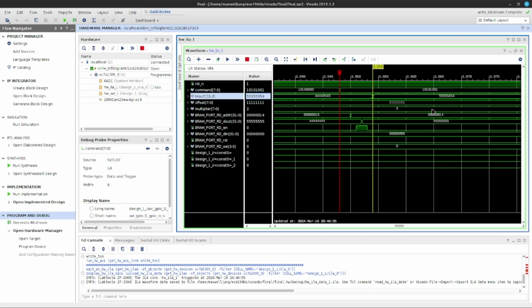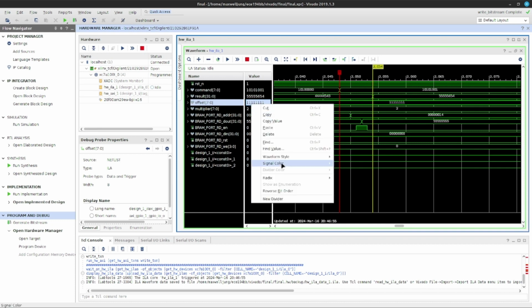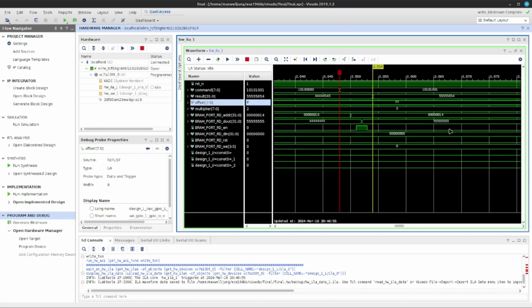And then on this clock cycle, the offset of 11111111, or in hex 0xFF, gets added to the data from the memory, which is 55555555, and then that gets stored to the results GPIO, which is 55555654.